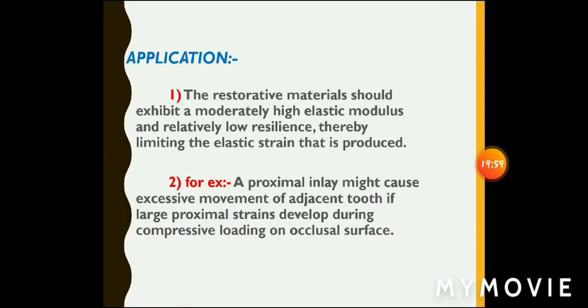Now coming to the application: the restorative material should exhibit a moderately higher elastic modulus and relatively lower resiliency, thereby limiting the elastic strain that is produced. So it should have more stiffness for a restorative material, whereas resiliency should be low. That means it should not get strained much. If it is strained more, then it will impose more forces on the tooth or the adjacent tooth, isn't it? If it is strained, it means it is getting elongated, right? So it is imposing some forces on the tooth.